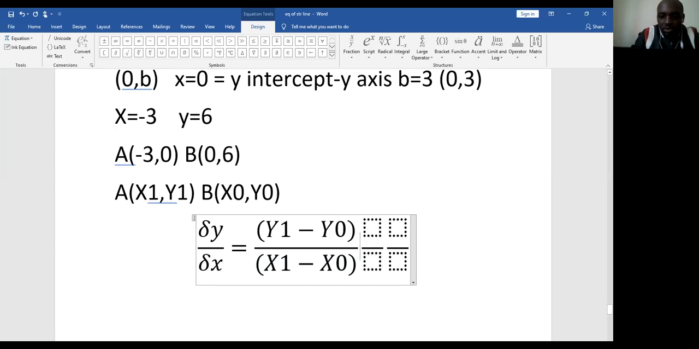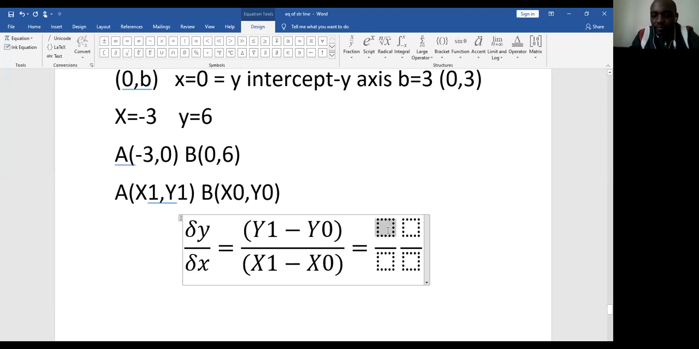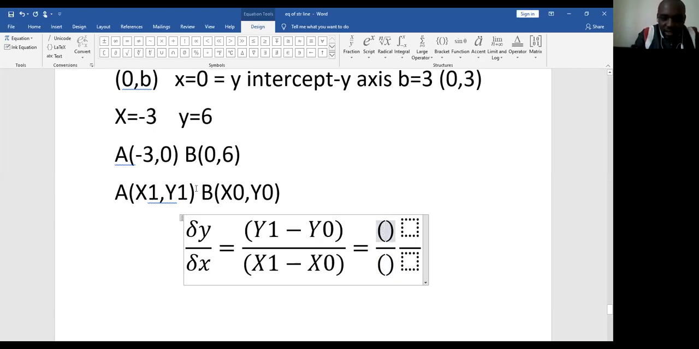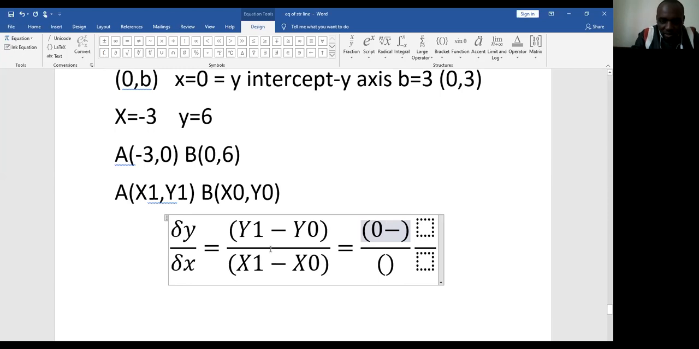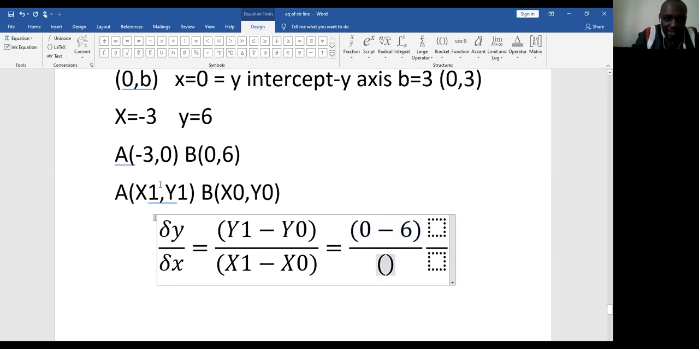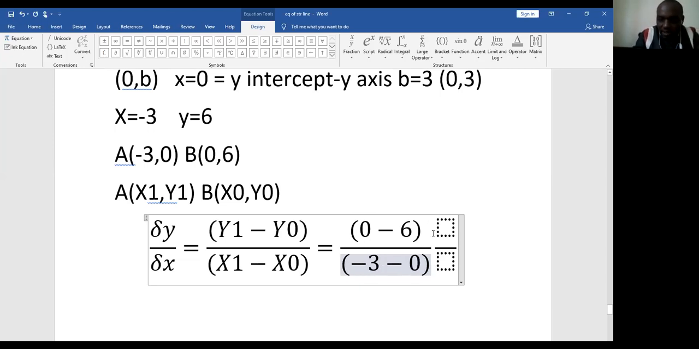So you say is equal to, now remember, y1, we come here and we replace them with the original numbers. So y1 is 0, minus y0 is 6, so 0 minus 6. I come to x1, as I can see, is -3. And then I subtract, I say x1 minus x0. X0 is 0. And so we can simply say the answer to this one is 0 minus 6.